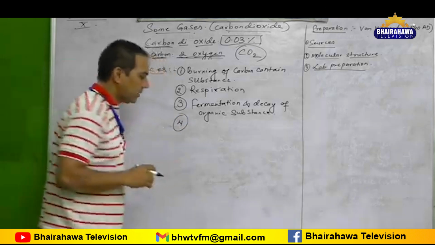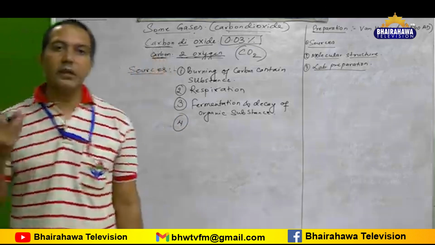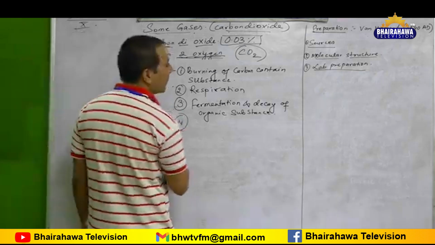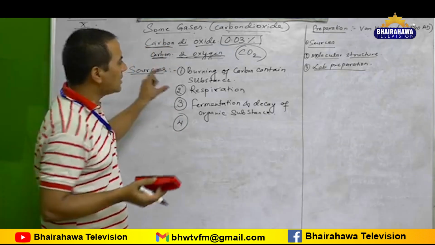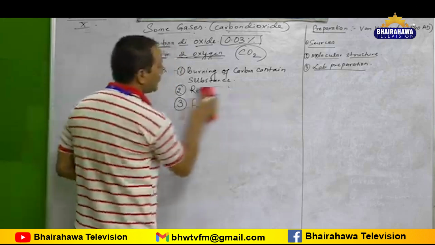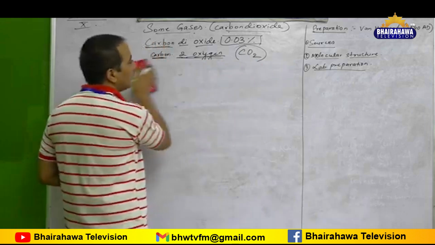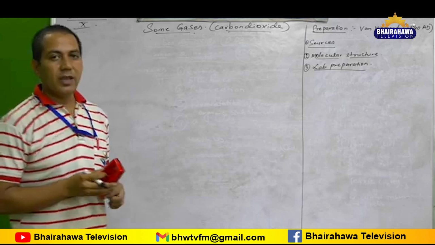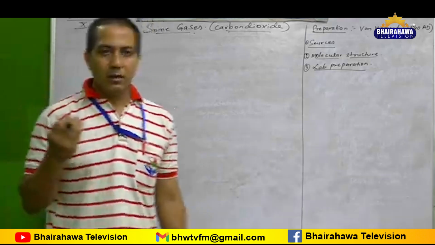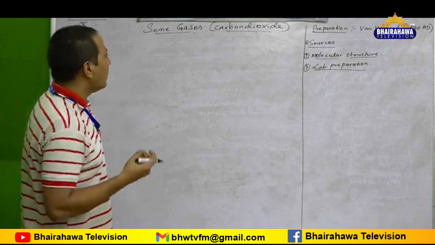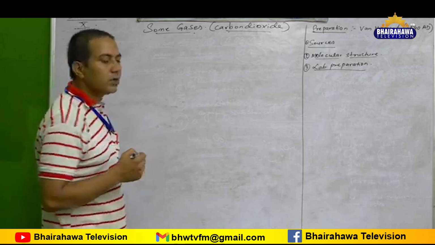Then the next ones are volcanic eruptions and exhaust from vehicles. These are some of the sources. Vehicles also produce carbon dioxide by burning fossil fuel. So these are the sources of carbon dioxide.